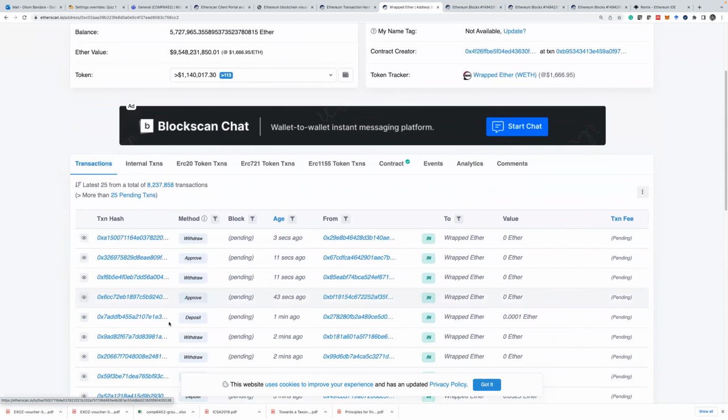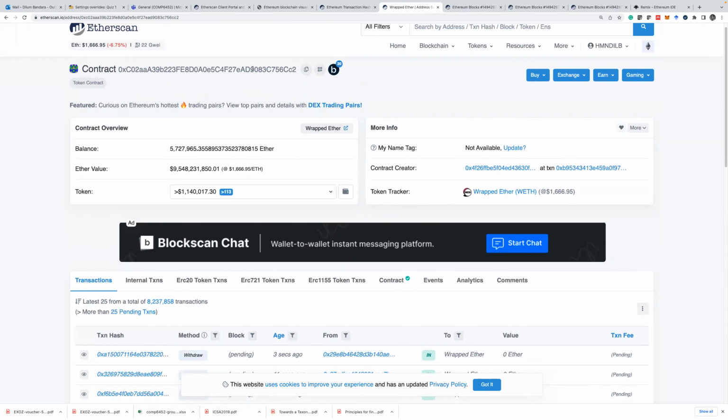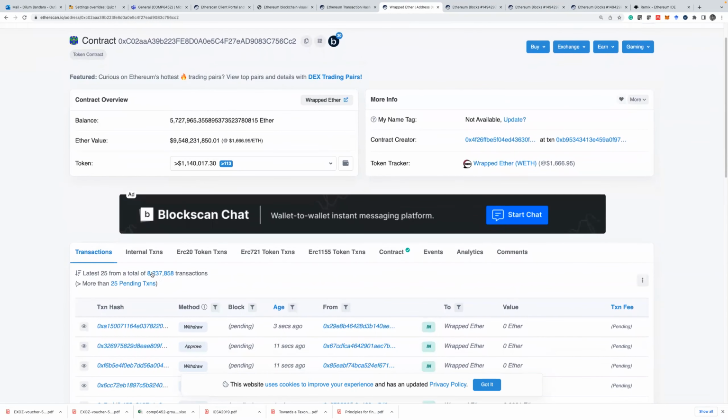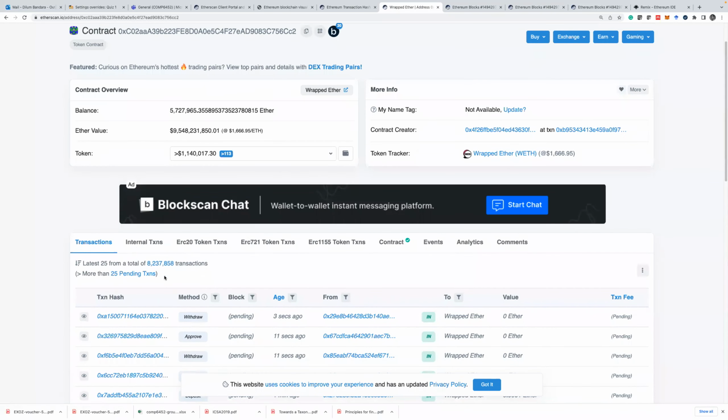And there are quite a lot of transactions that are happening here. Under this particular smart contract, or let's say this particular address, there have been more than 8 million transactions. So this is one of the most active smart contracts in the Ethereum network.